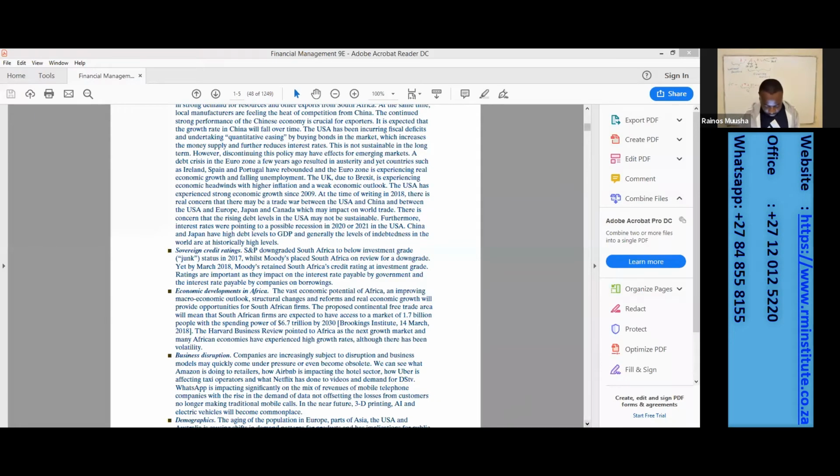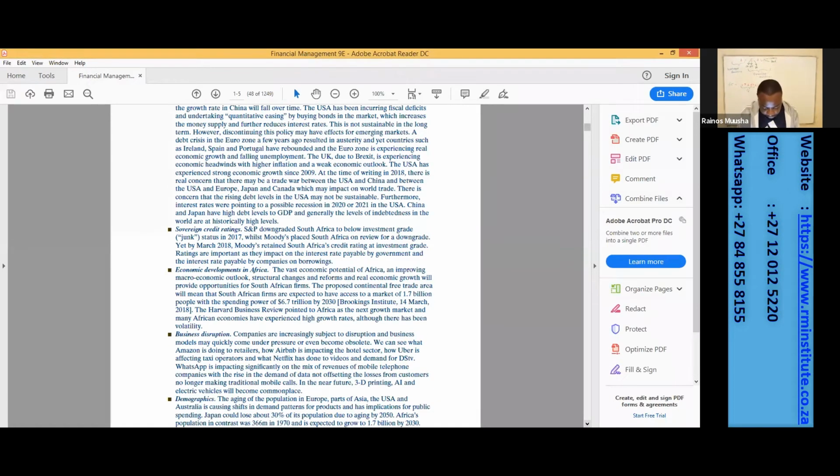Next, we look at economic developments in Africa. We look at how the different economies are developing in Africa, and this is where you have to look at the vast economic potential of Africa and improving macroeconomic outlook, structural changes and reforms, and real economic growth, which will provide opportunity for South African firms as well. So the growth of the different economies in Africa also opens up opportunities for South African companies.